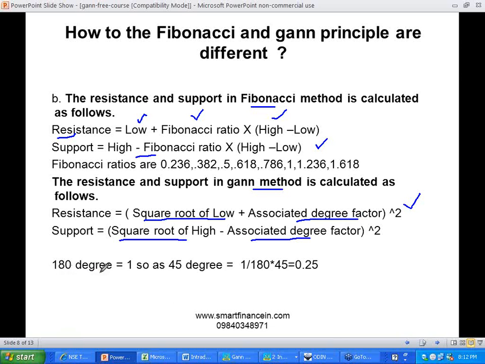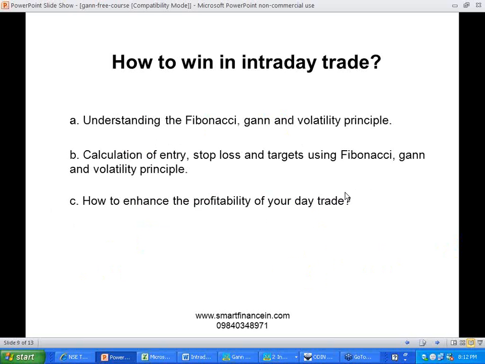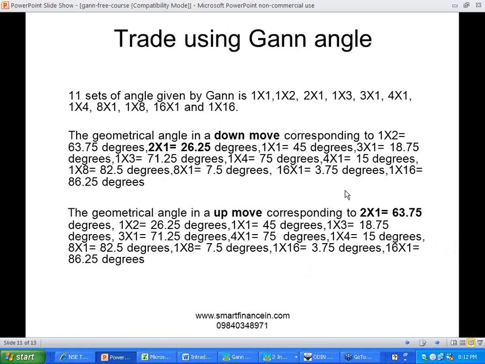What is the degree factor? As I have given in the first part of my presentation, 180 degrees equals 1. Hence, 1 is the factor of 180 degrees. If I say 45 degrees, it is 1 divided by 180 multiplied by 45, which gives 0.25 as the degree factor associated with 45 degrees. So the formula of calculation differs, and the trend confirmation point differs, and only then can we make a uniform trade decision.